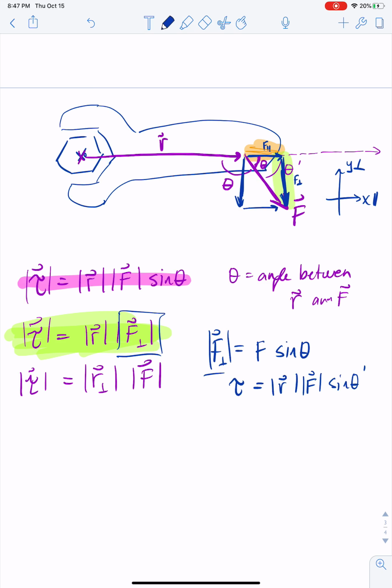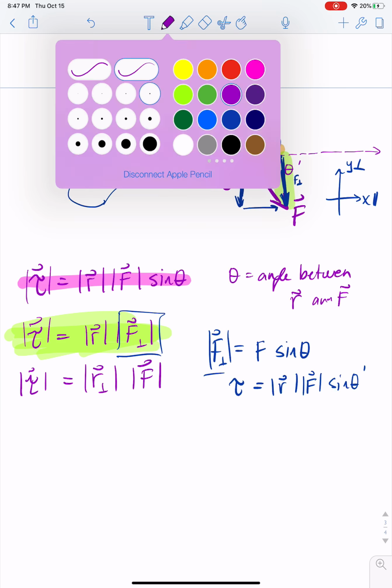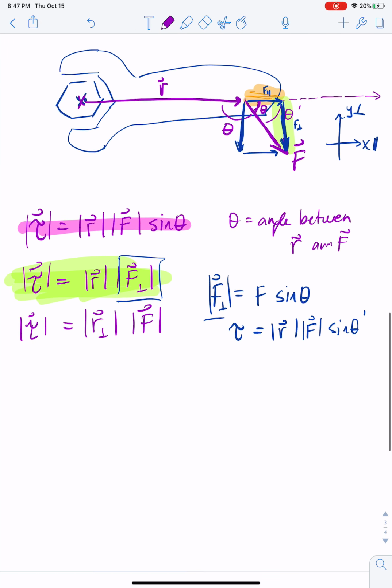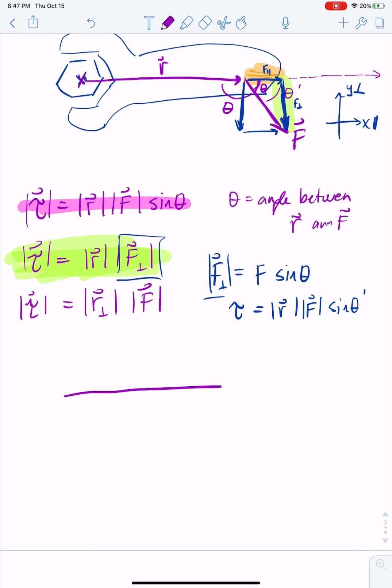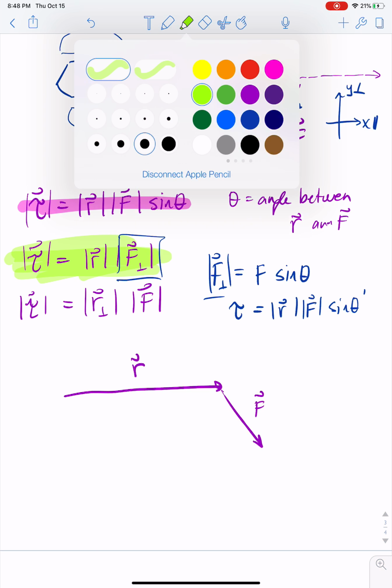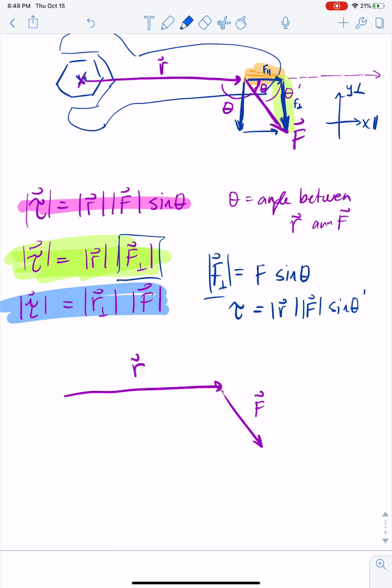And then our last way of doing this is a little bit more complicated, perhaps. I'm going to actually draw my picture again down below so I don't get as cluttered. So I'm going to draw my R vector again and my F vector again. And then I want to find now the component of my R vector perpendicular to my force.